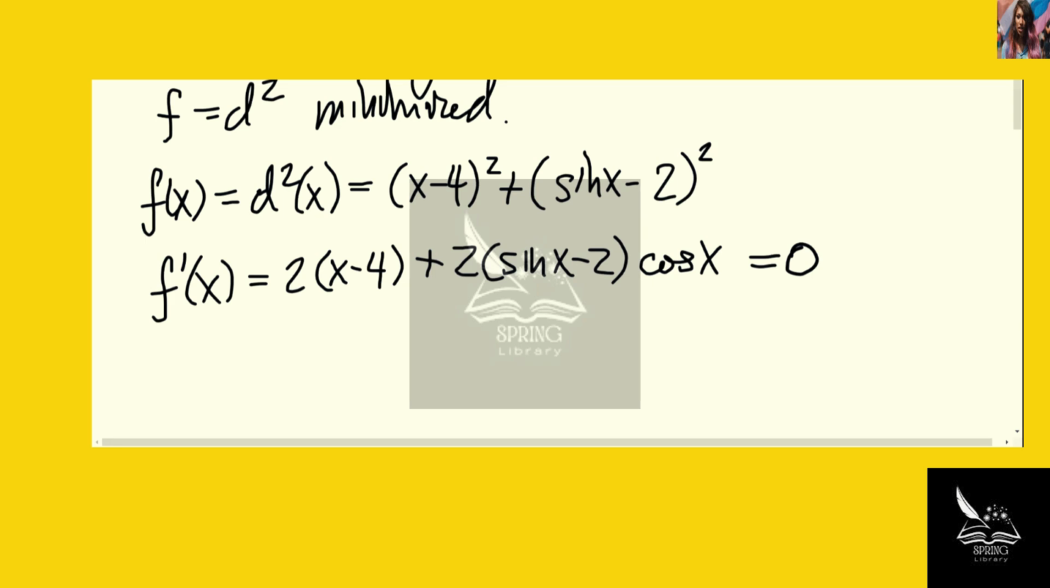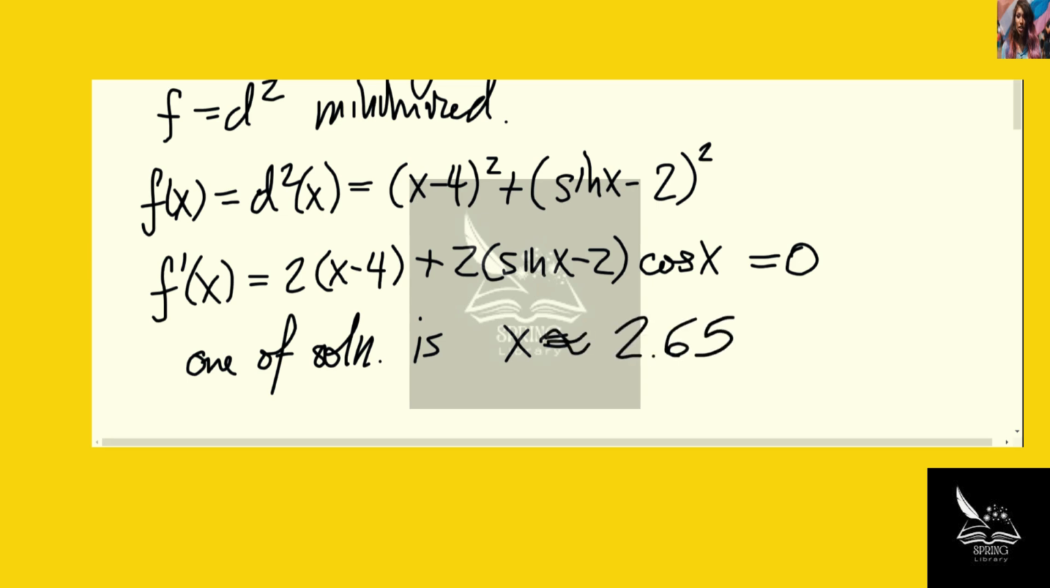you'll get a few different values for x. The value of x that's closest is x equals about 2.65. This is the most likely solution.